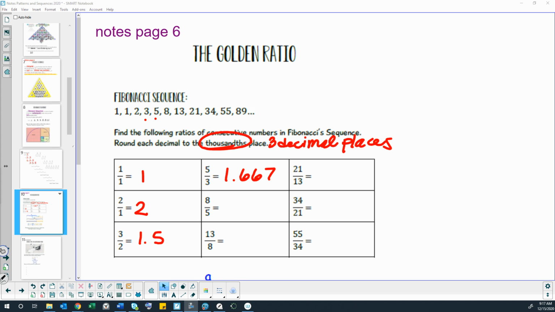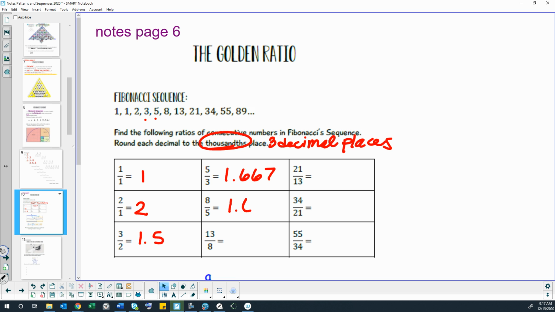So we have 1 divided by 1, those are the first two numbers, we just get 1, and then 2 divided by 1, which is 2, 3 divided by 2, which is 1.5, 5 divided by 3, which was 1.66666 repeating, but we just rounded it to 1.667. Now let's do 8 divided by 5. Who has that one?